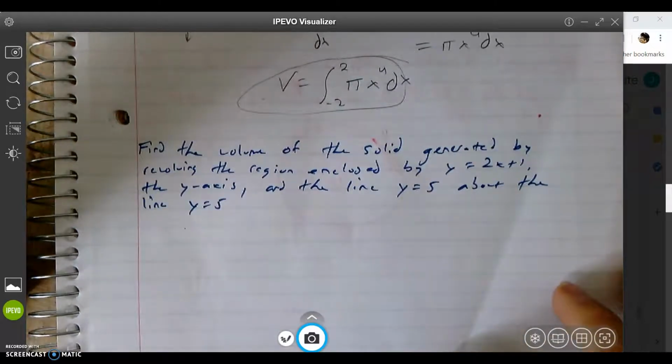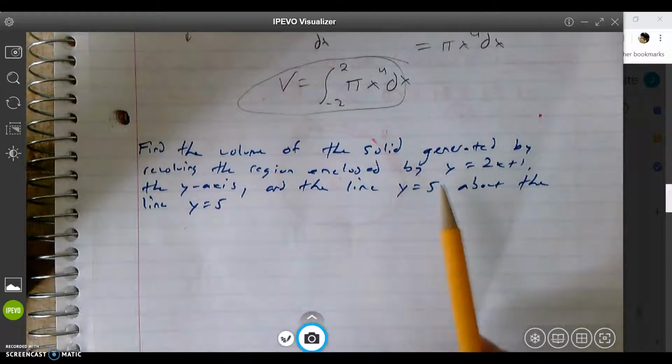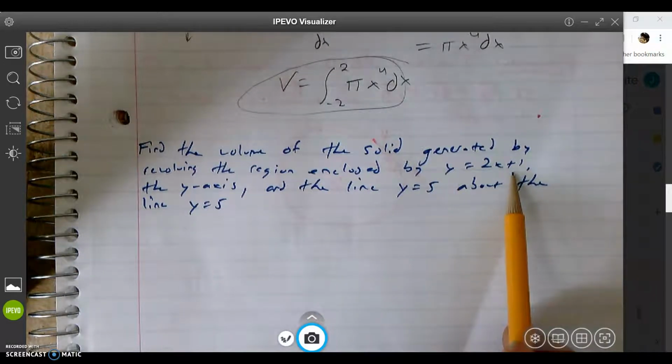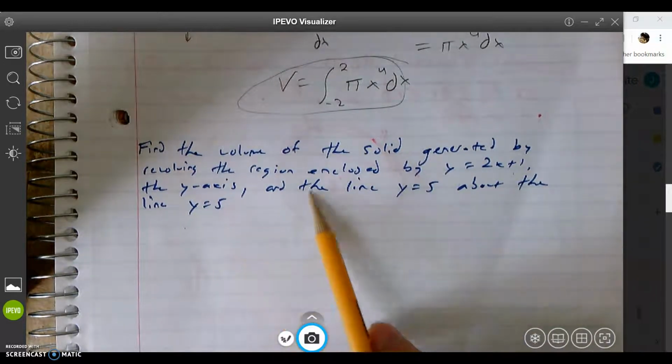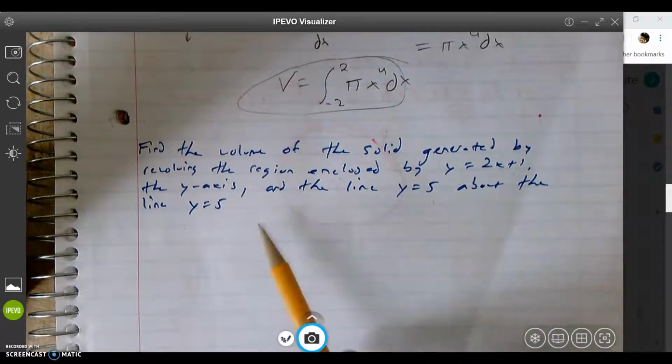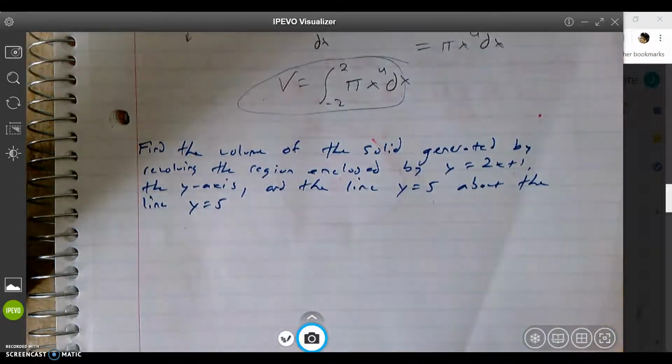Here you go. You're going to try this one on your own. Find the volume of a solid generated by revolving the region enclosed by y equals 2x plus 1 and the y-axis and the line y equals 5 about the line y equals 5. Pause the video, see if you can do it. I'm going to complete it on the other side.